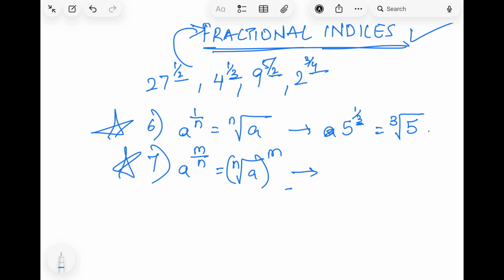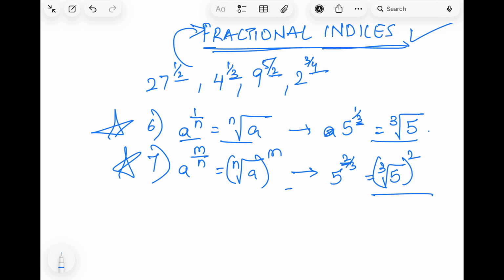Similarly, if you have any other number, suppose 5 raised to 2 by 3, here in place of 1 there is 2. So again this will be the cube root only, but it will be raised to 2 because the power is 2. Here there was no power, the power was 1, so we did not do anything. So this is the way of writing the indices in root form. For fractional indices we write it in root form.